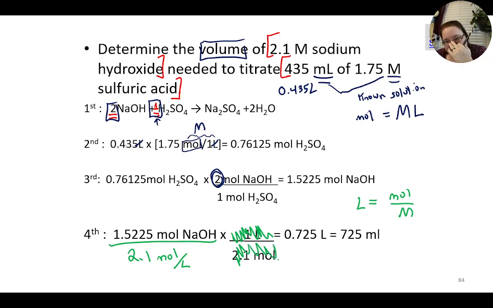I've got liters at the bottom of a fraction. We can see that the moles cancel. We are left with liters, since liters is at the bottom of a fraction. So two bottoms there, it ends up coming to the top. The handy dandy calculator gives me 0.725 liters. It did not specify to convert to milliliters, so I would have accepted either. So 0.725 liters is 725 milliliters.